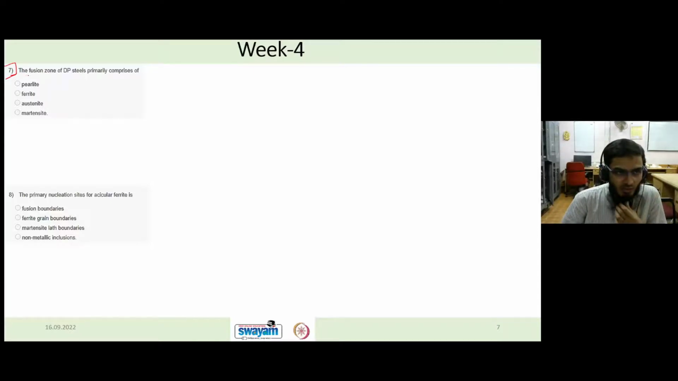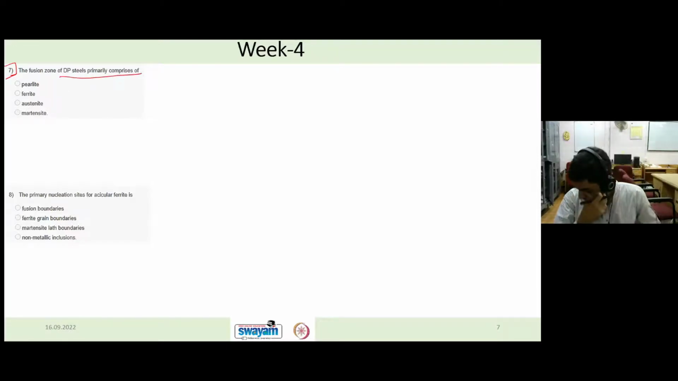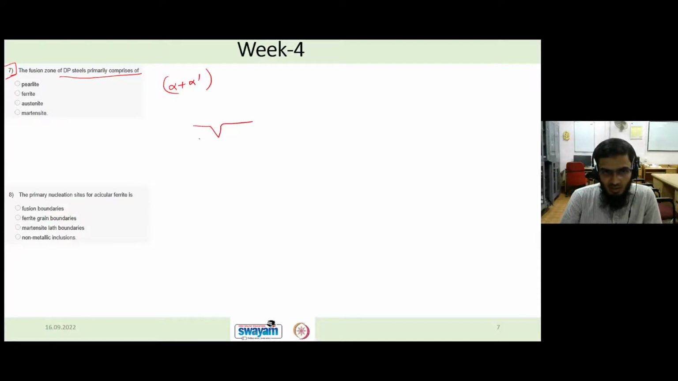So the 7th problem is: the fusion zone of DP steel primarily comprises of. First of all, for your hint, the DP steel microstructure is ferrite plus martensite. Now if you are doing welding with this microstructure, then we will have this weld bead, let's say, and till here the heat affected zone, and after that the parent metal.